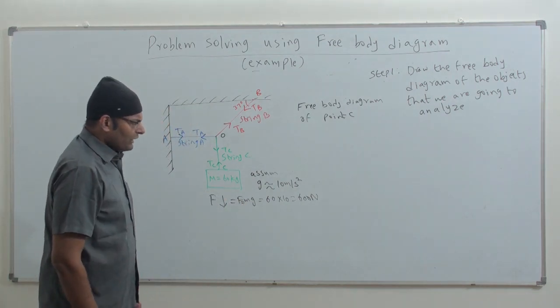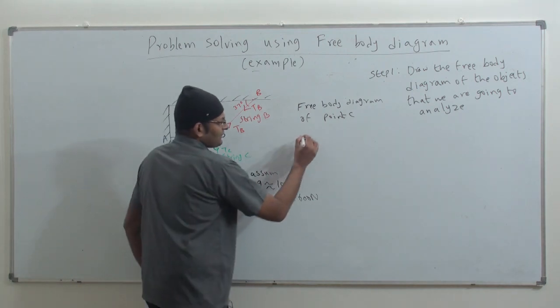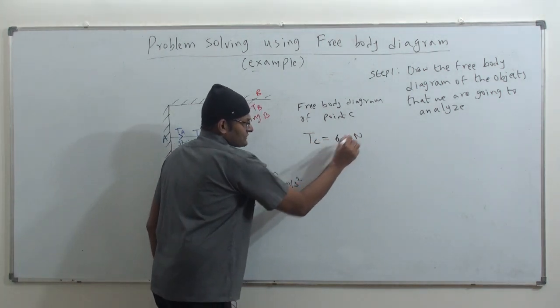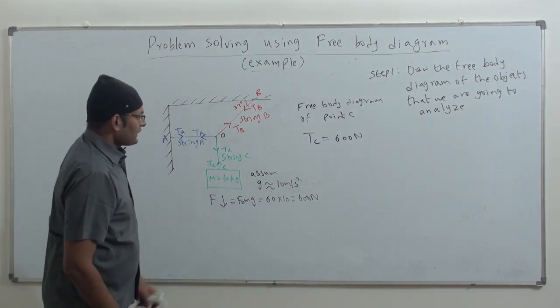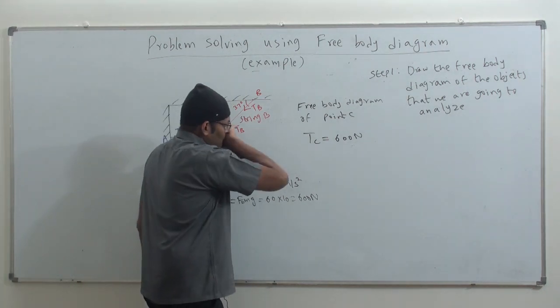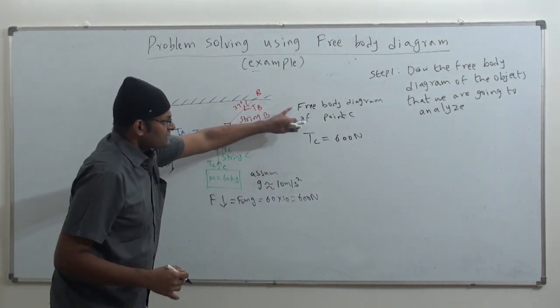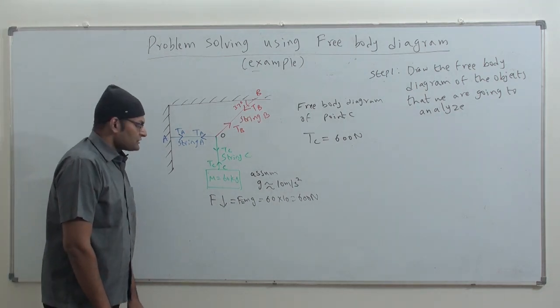So what do we have here? TC. One force is going in this direction. What is TC here? TC is equal to, you can clearly see, 600 newtons. Okay, this is the first step. What is the second step? We'll go to that. So let's take the third step, and the third and fourth steps we will go to later. So the first thing is the free body diagram of point C. I call it TC is equal to 600 newtons.